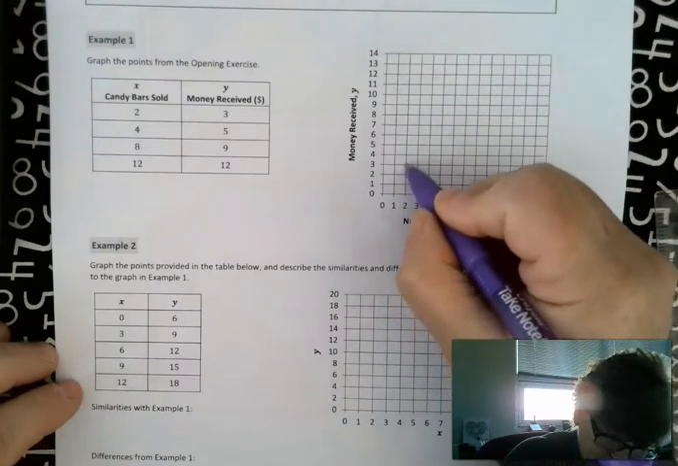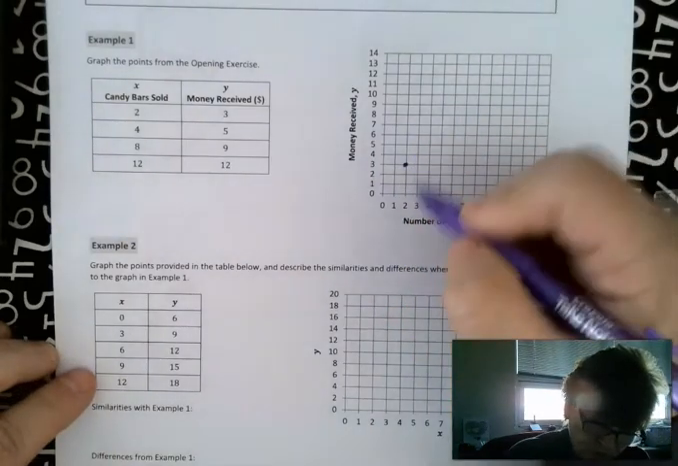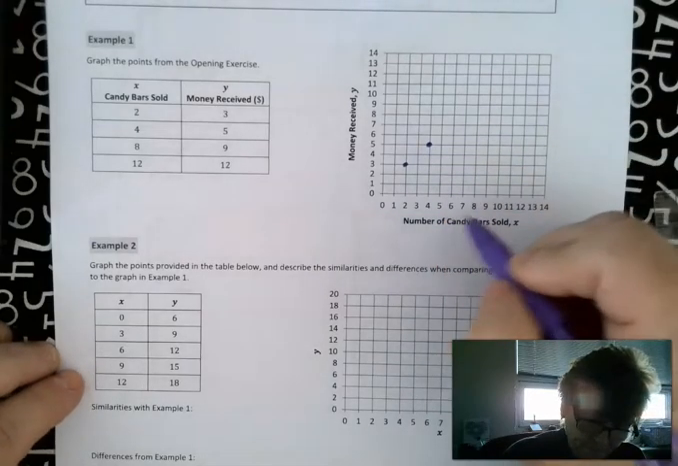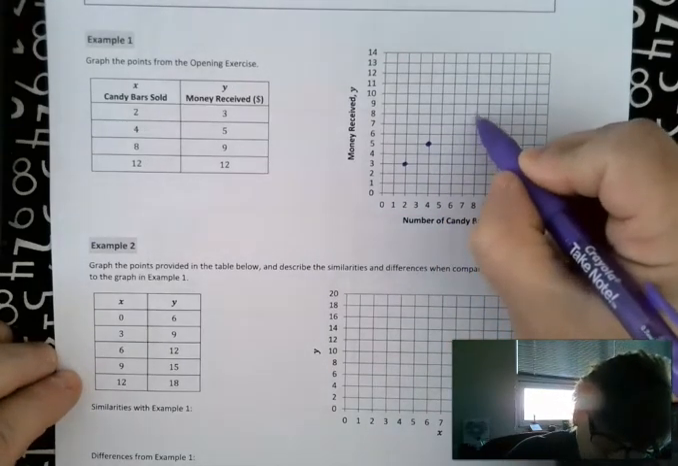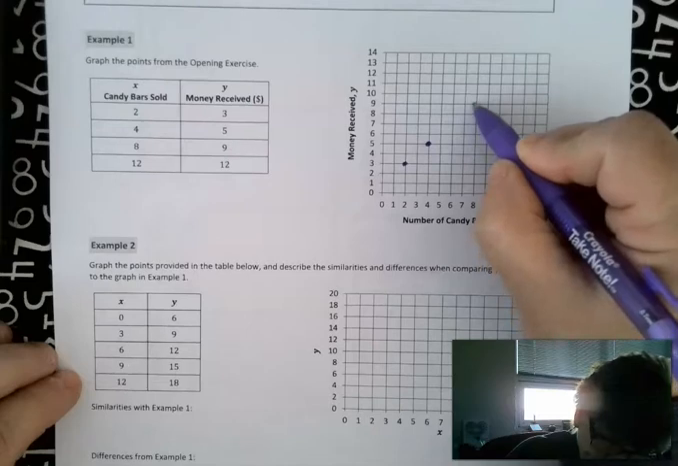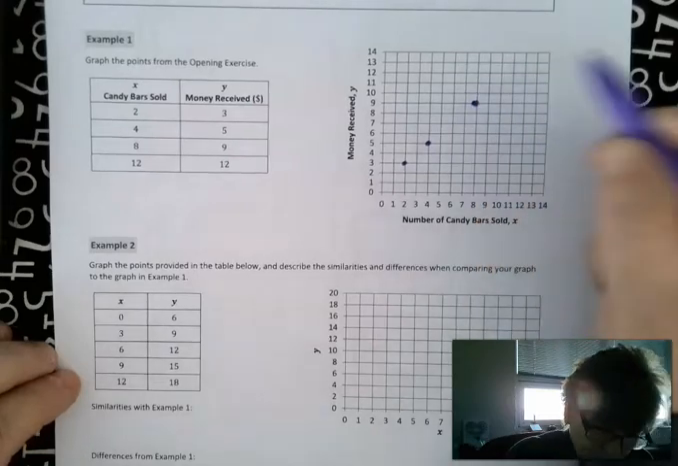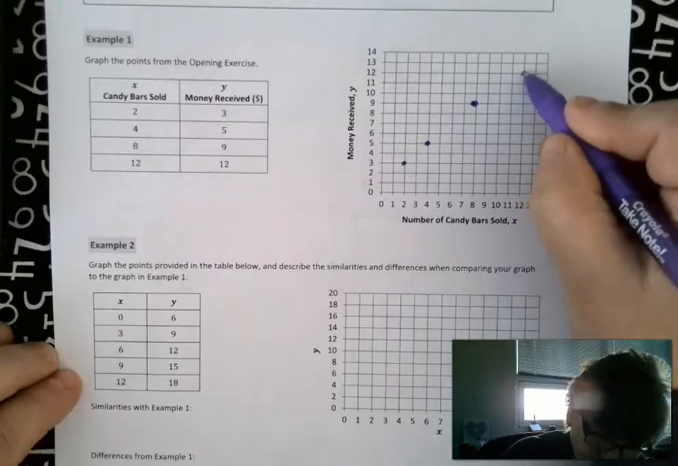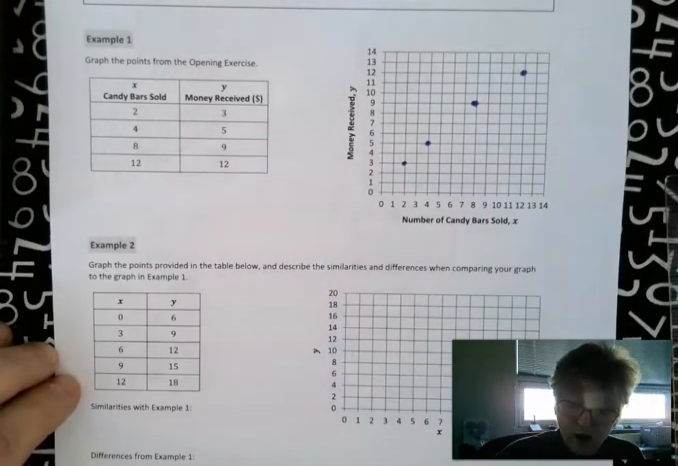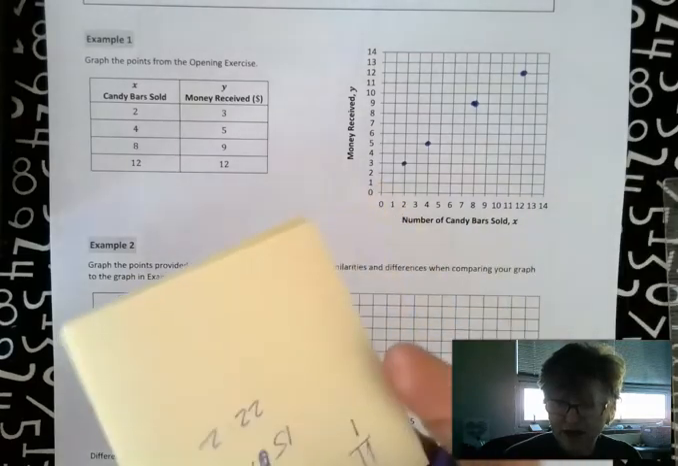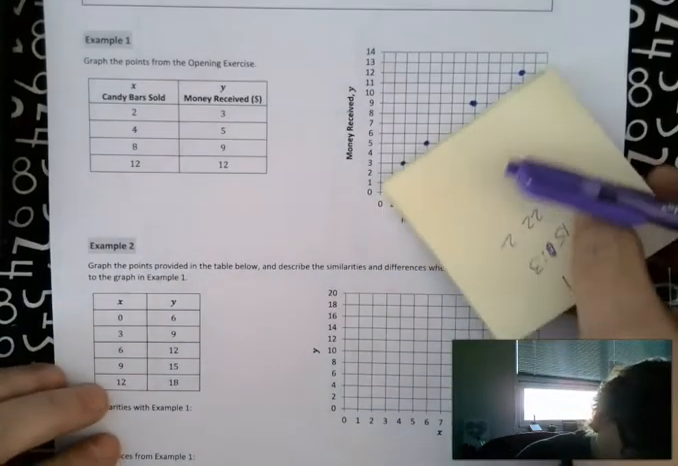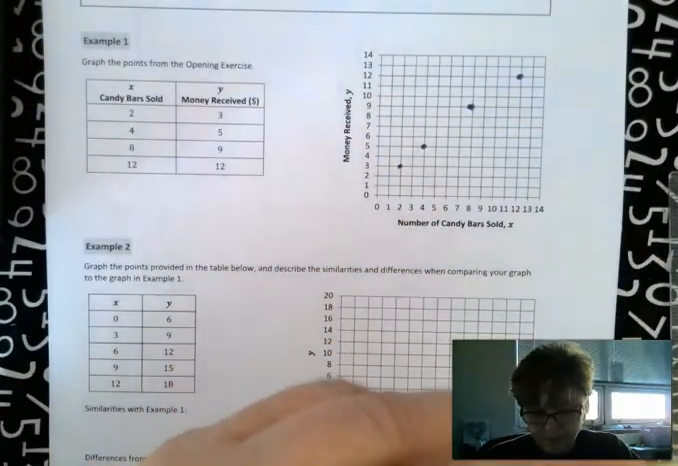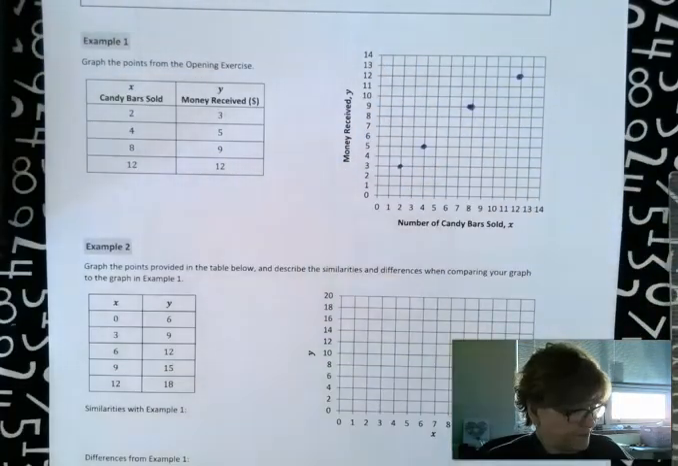So over 2 up 3, over 4 up 5, over 8 go up to 9. There we go. And over 12 go up to 12. Now, hopefully you can take a straight edge. It could be a piece of paper. I'll do it on this side. Here we go.